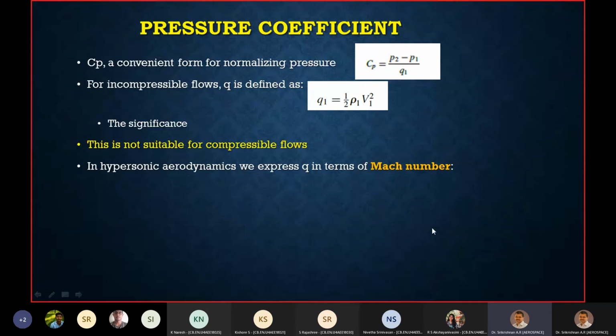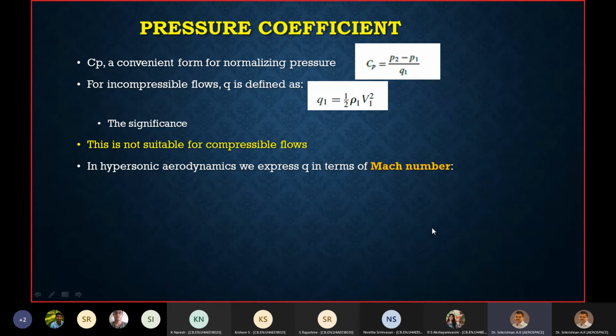So one way to write that is as Q1 is equal to half of rho 1 V1 squared. So CP can usually be written as P2 minus P1, a pressure differential, divided by half rho 1 V1 squared. The importance of it is it gives you a non-dimensional parameter which relates the pressure differential to the velocity and the fluid property density. So it's a convenient parameter, pressure coefficient in aerodynamics. Pressure coefficient is most commonly used for expressing the pressure distribution across bodies, particularly for external aerodynamic applications.